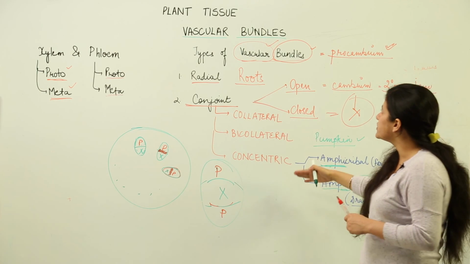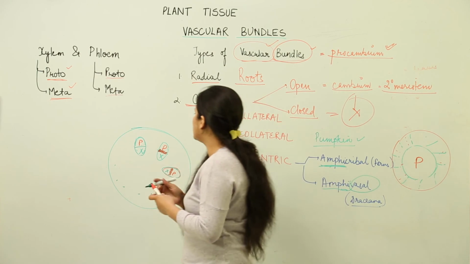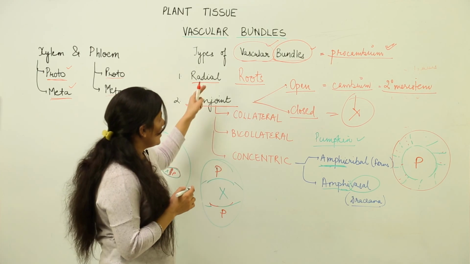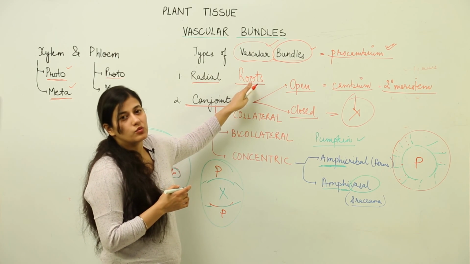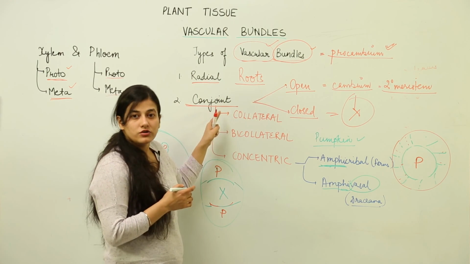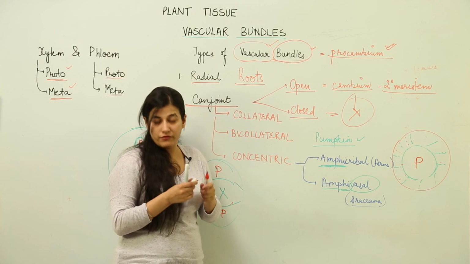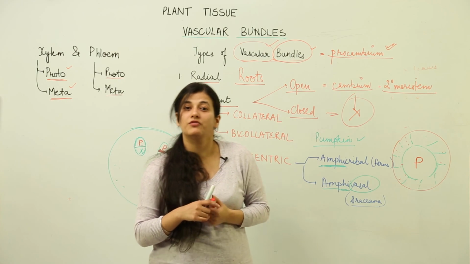So these are the types of vascular bundles which are found in the plants. One is radial, that is exclusive to roots, whether monocot or dicot. Second is conjoint, where both the xylem and phloem would be in close association and they would be forming bundles.